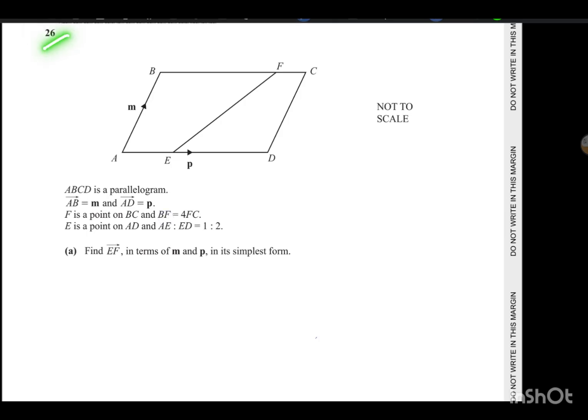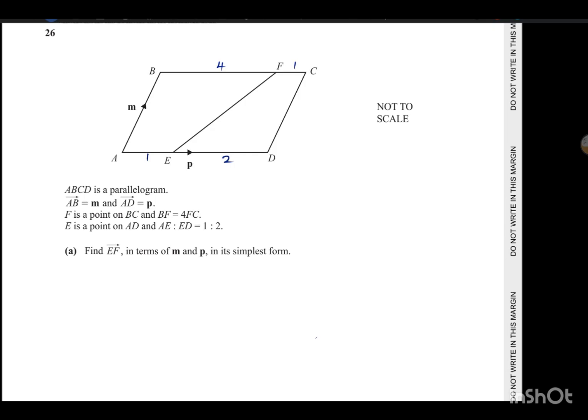Question 26. ABCD is a parallelogram. Vector AB is equal to M and vector AD is equal to P. F is a point on BC and BF is equal to 4FC. BF is 4 times FC, so that means the ratio is 1:4. Then E is a point on AD and the ratio of AE and ED is 1:2. So here the direct ratio is given.